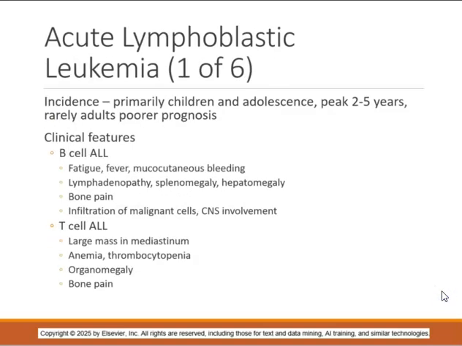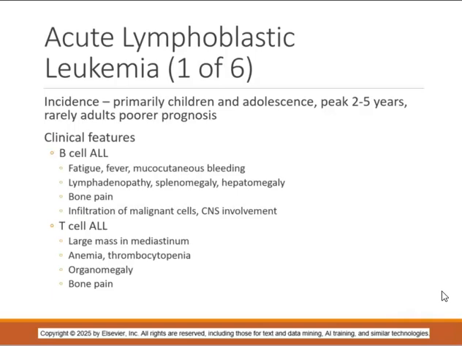So the first one we'll talk about is acute lymphoblastic leukemia. This is usually, statistically speaking, seen in children and adolescents. It peaks at 2 to 5 years. If it's seen in adults, that's not a good thing. The prognosis is very poor.